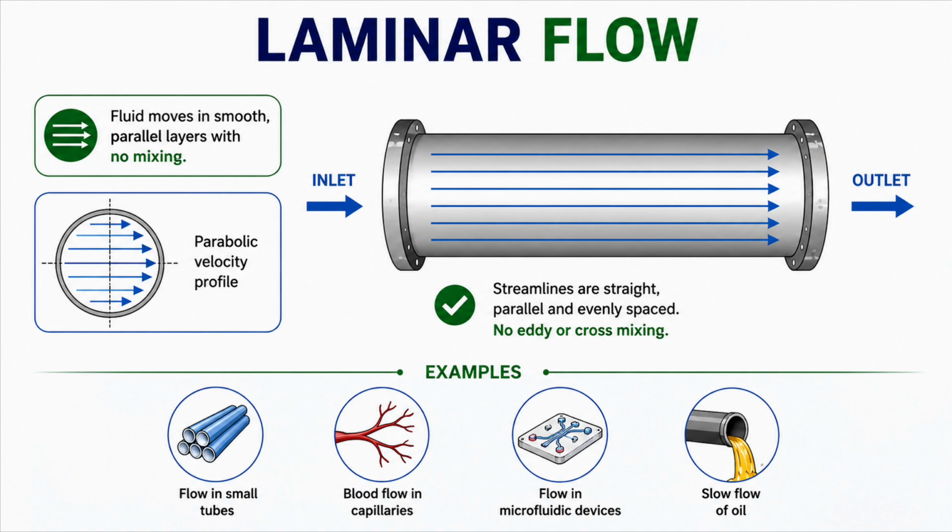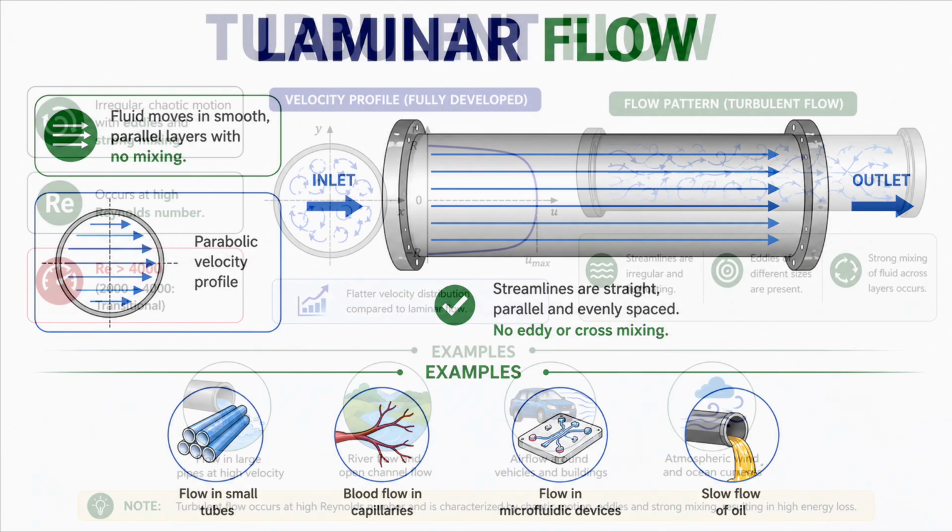Notice the velocity profile. The velocity is maximum at the center of the pipe and decreases gradually towards the walls, forming a parabolic profile. Laminar flow usually occurs at low velocities and low Reynolds numbers. Common examples include blood flow in capillaries, slow oil flow in pipes, and flow in microfluidic devices.